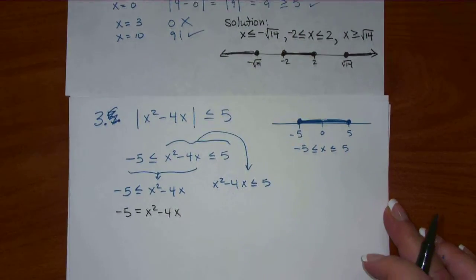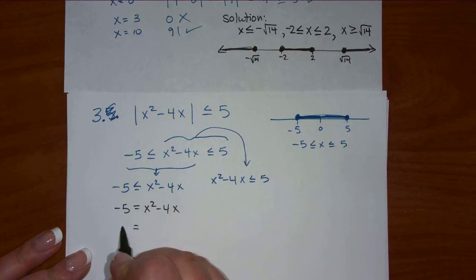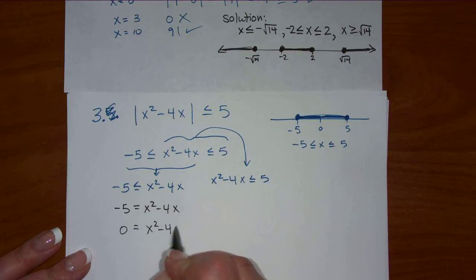Bring everything to one side. Are we going to bring it to the left or the right? To the right, so that the x squared is positive. X squared minus 4x plus 5. Does this factor?